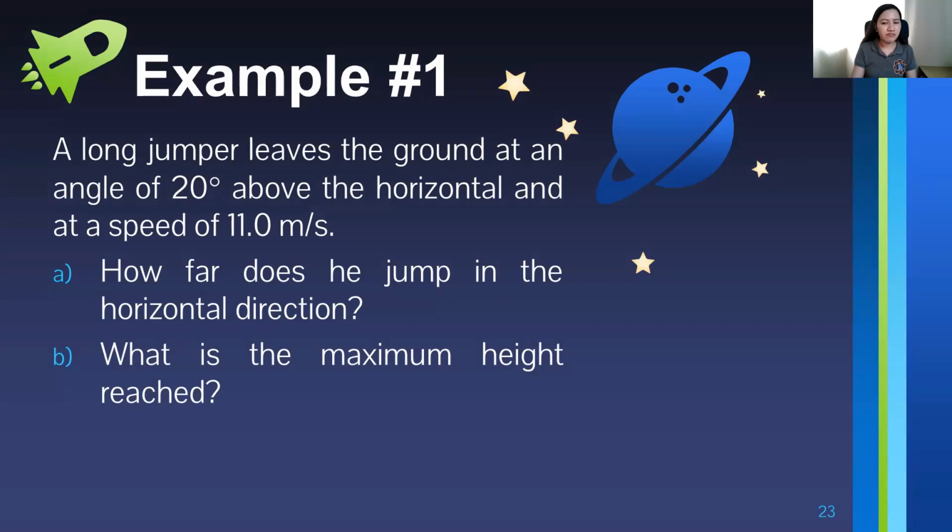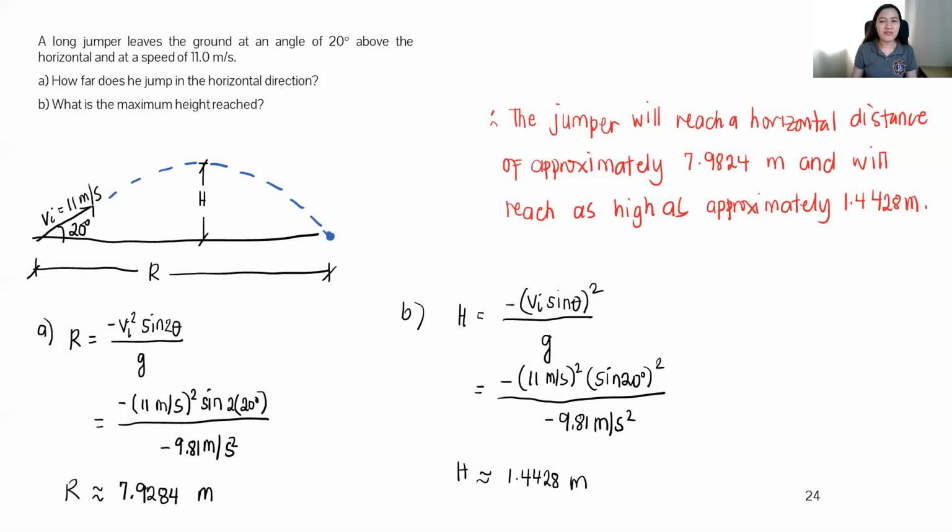So for example, a long jumper leaves the ground at an angle of 20 degrees above the horizontal and at a speed of 11 meters per second. So we are asked to find how far he jumps in the horizontal direction. So meaning we're looking for the range in letter A and we're looking for letter B, what is the maximum height reached. So just remember that in solving problems, we have to identify kung sa'y given and also we have to know what we are looking for. Okay. And of course, it would help if you would draw.